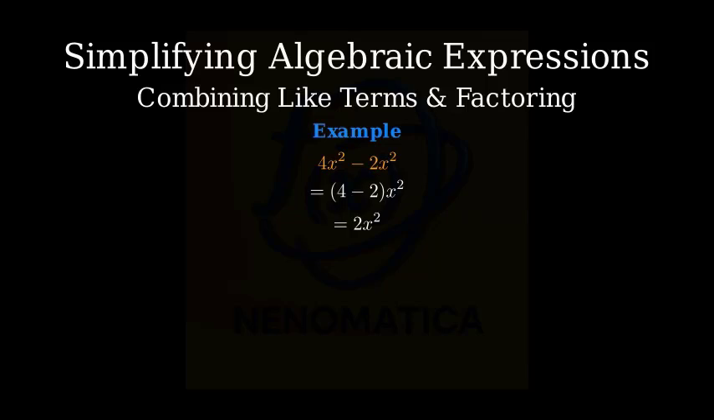Let's move on to the next example. For our second example, we need to simplify 0.5t minus 3.5t. Again, we have terms with the same variable, t. Let's combine the coefficients. Factoring out t, we get the expression (0.5 minus 3.5) multiplied by t. Calculating 0.5 minus 3.5 gives us negative 3t. So our simplified expression is negative 3t.